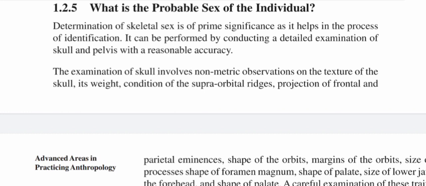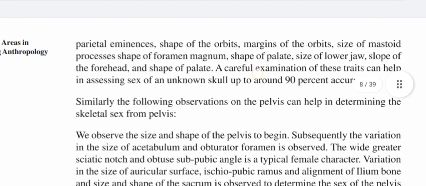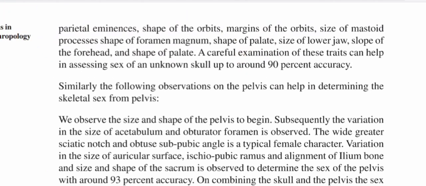The examination of skull involves non-metric observations on the texture of the skull, its weight, condition of the supraorbital ridges, projection of frontal and parietal eminences, shape of the orbits, margins of the orbits, size of the mastoid processes, shape of foramen magnum, shape of palate, size of the lower jaw, and slope of the forehead. A careful examination of these traits can help in assessing sex of an unknown skull up to around 90% accuracy. Similarly, the following observations on the pelvis can help in determining the skeletal sex.